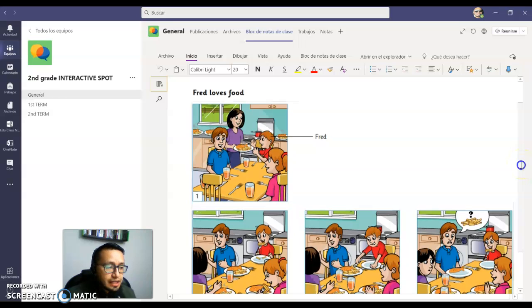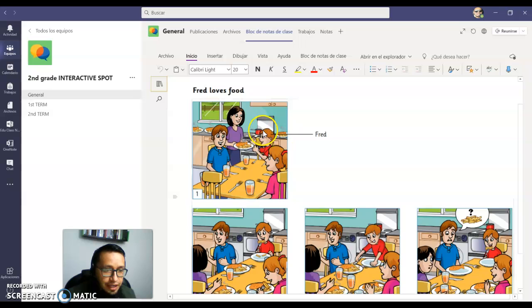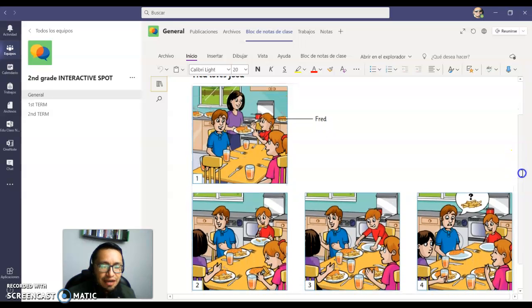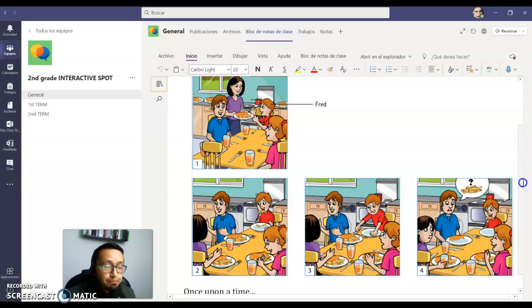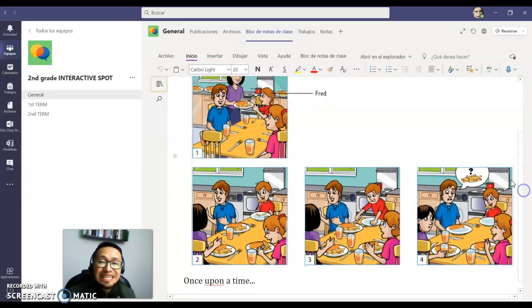So in this one, as you can see, Fred is this little boy that is over here. And they are in a specific place. I don't want to tell you more detail. I'm just going to give you the motivation for you to write down a very short story, okay? But remember, you have to follow the sequence of the pictures, okay?